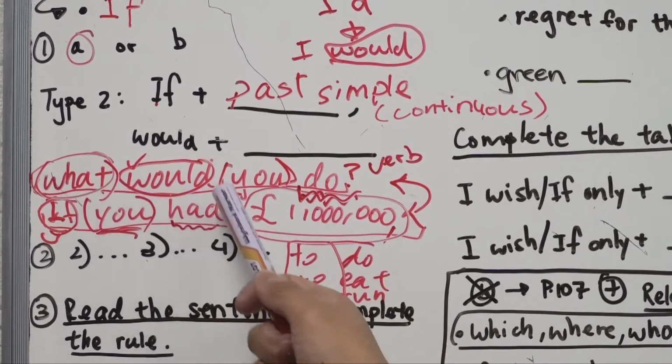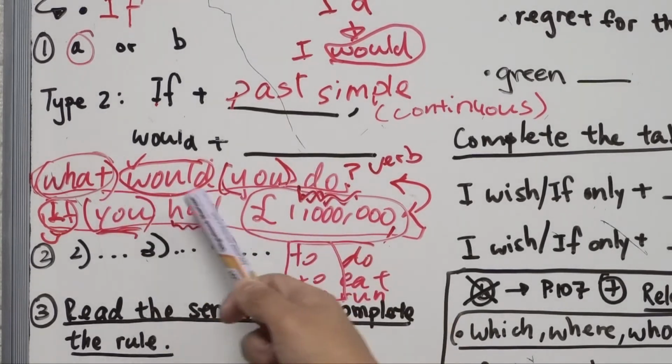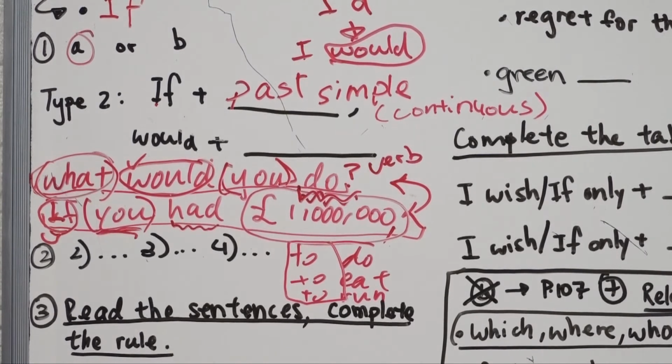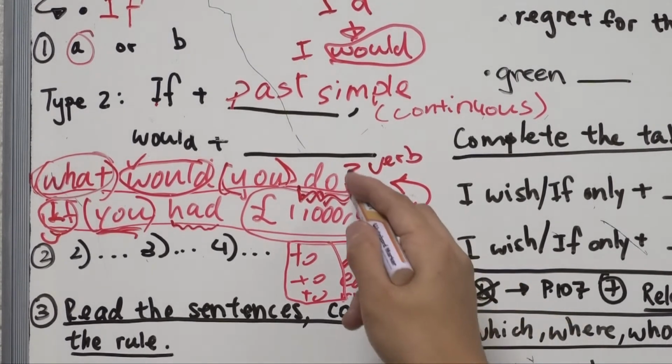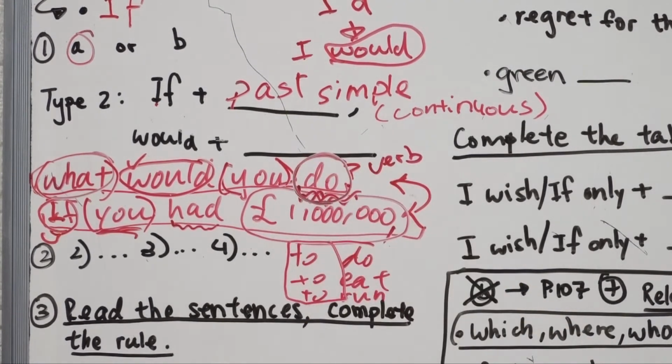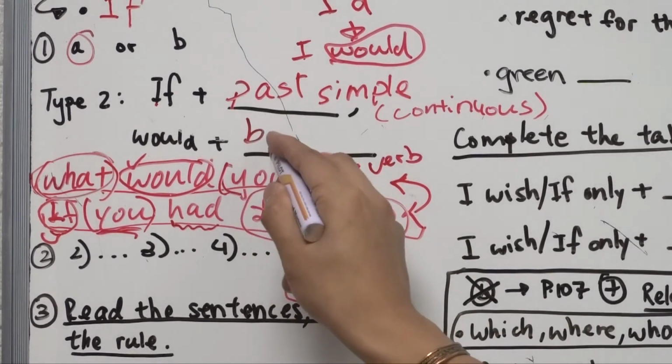Now, what would you do? Is there a to in front? What would you to do? No. So what kind of infinitive is this? What kind of infinitive? Starts with letter B. Bare infinitive. Thank you, Jenny. Everyone at home, please be careful. Bare infinitive.